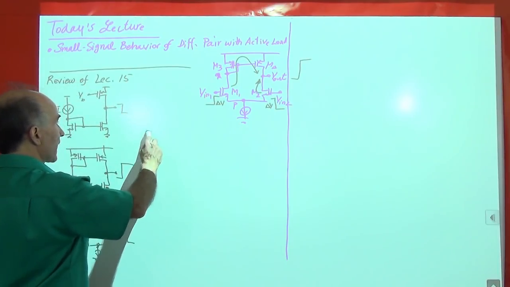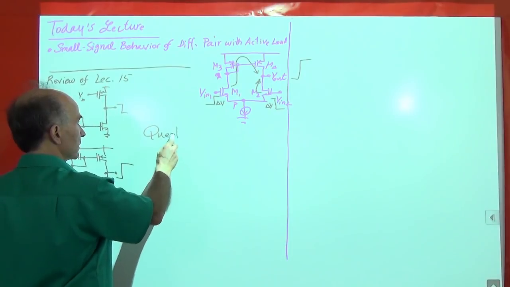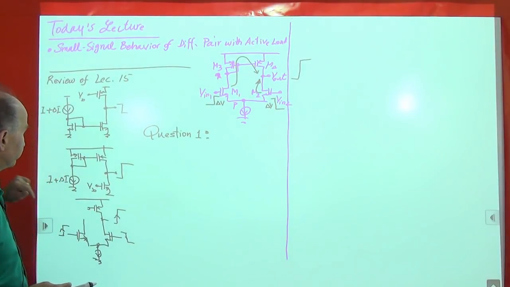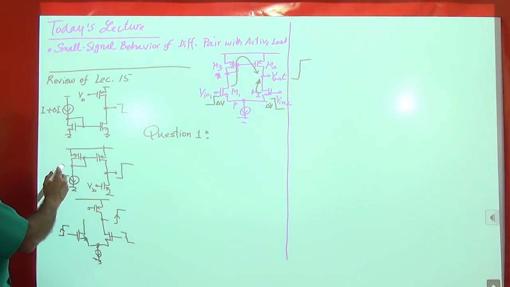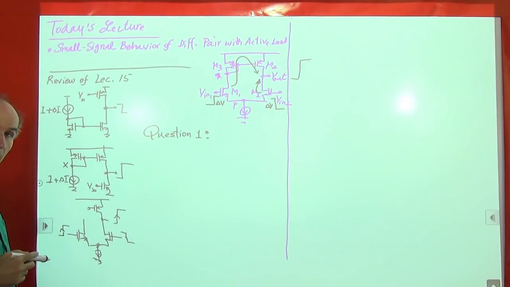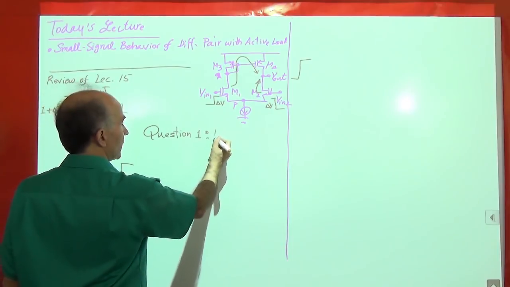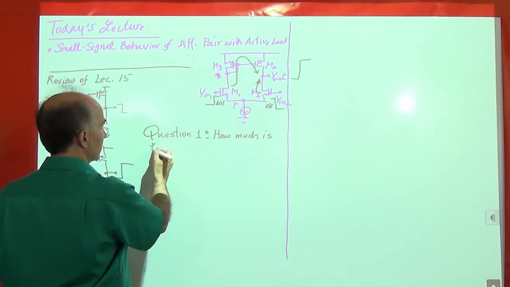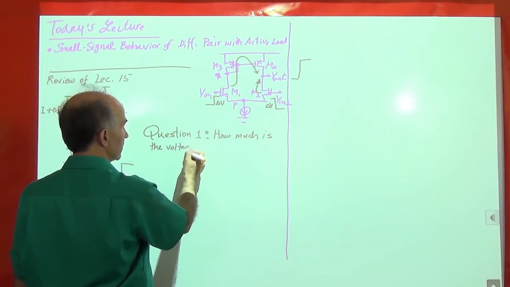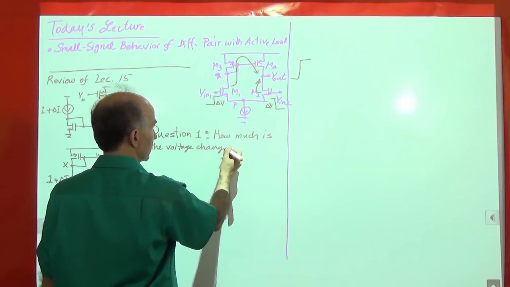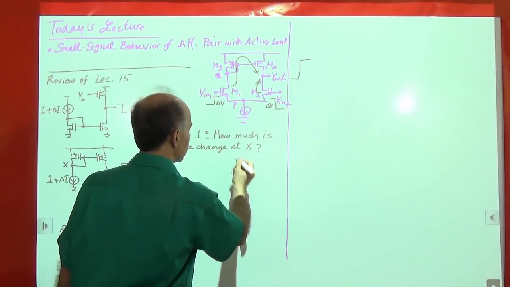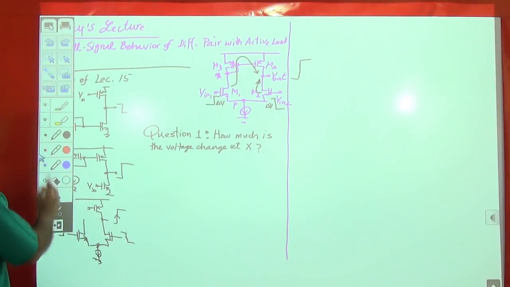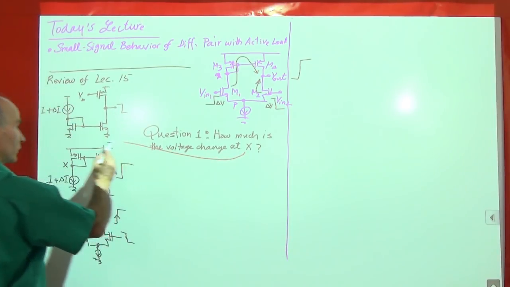So let me just ask a few questions. Question one. Let's go back here and call this node X. How much is the voltage change at X? All right, this node here. So let me change the color to red and make sure that you know where X is.